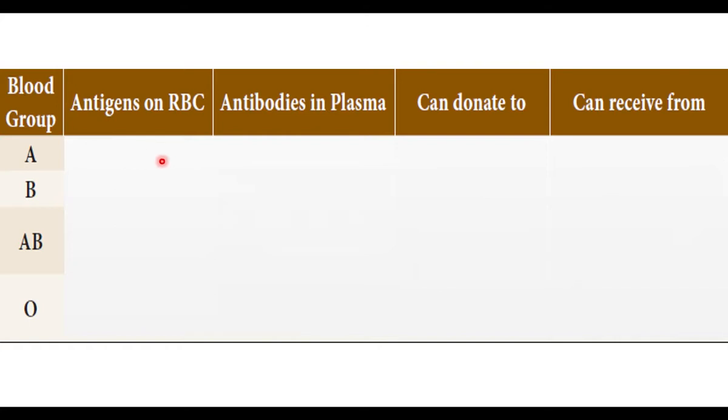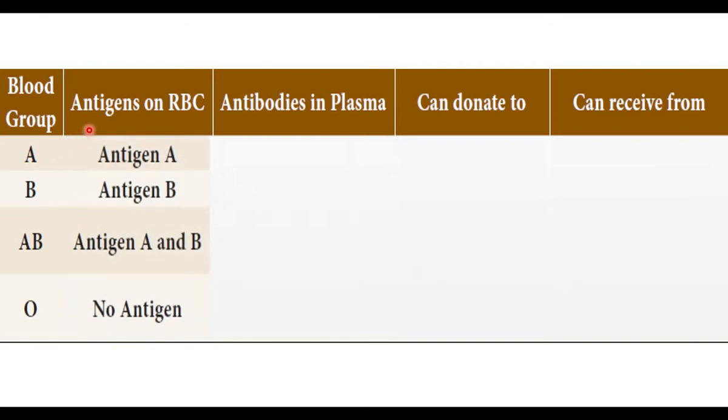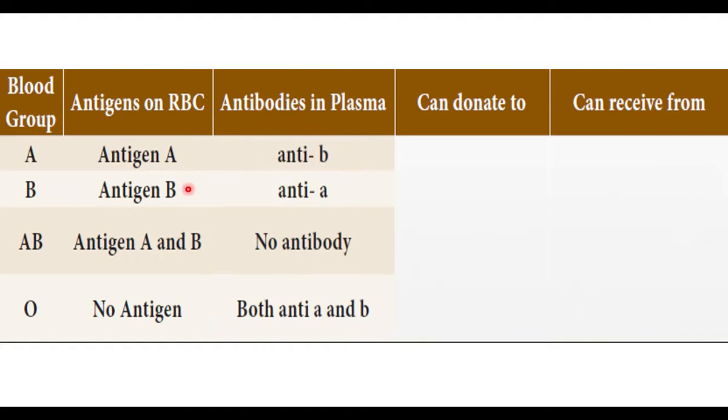Let us read the table. It is easy for you. Antigen on the RBC: A has antigen A, B has antigen B, AB has antigens A and B, O has no antigen. Then antibody: if A antigen is present, anti-B antibody will be present in the plasma. B has antigen B, so anti-A antibody. AB has antigens A and B, so no antibody. O has no antigen, so both anti-A and anti-B antibodies.